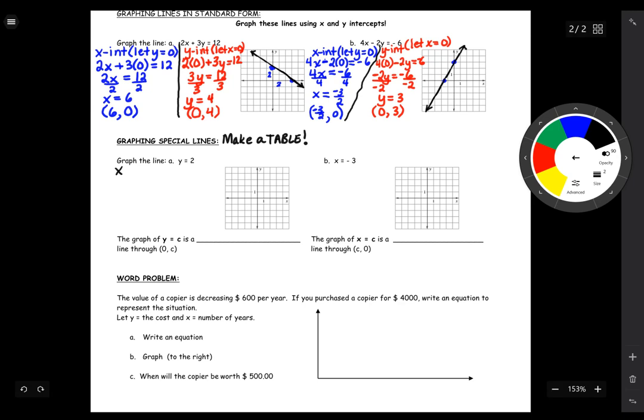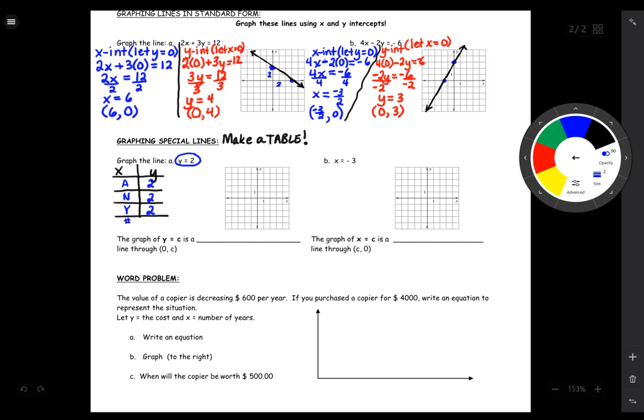So if we're making a table, it doesn't even take very long to make the table actually. And notice, pay attention to the equation. Y equals 2. What is y? Y is 2. Y can only be 2. It can never be any other number. So we already know the number for y is going to be 2. Therefore, x can be any number you want.